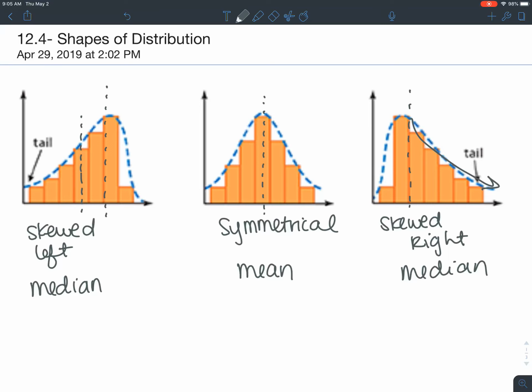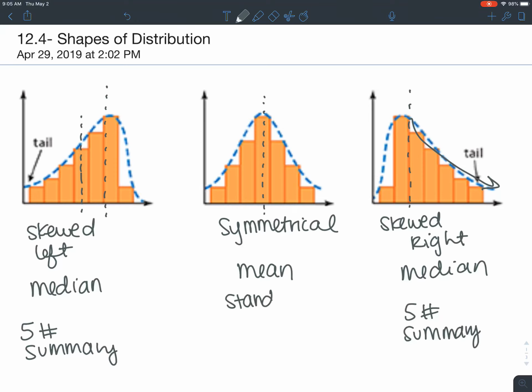When we're talking about distribution, we want to use that 5-number summary for anything that is skewed. And then for something that is symmetrical, we're going to use that standard deviation.